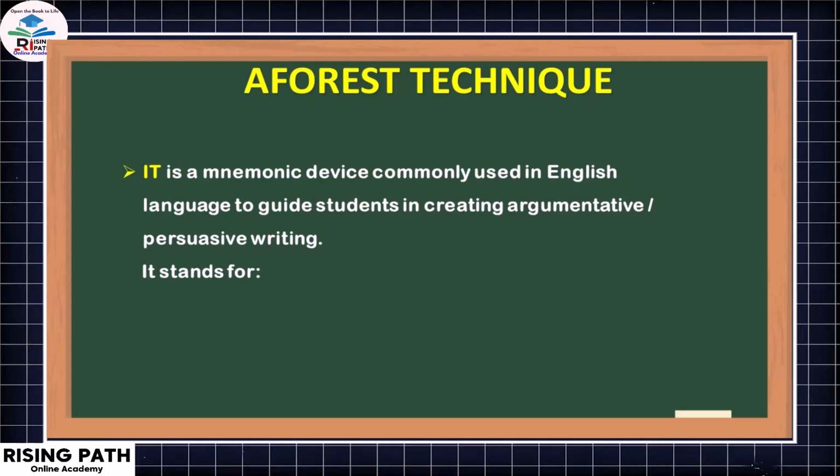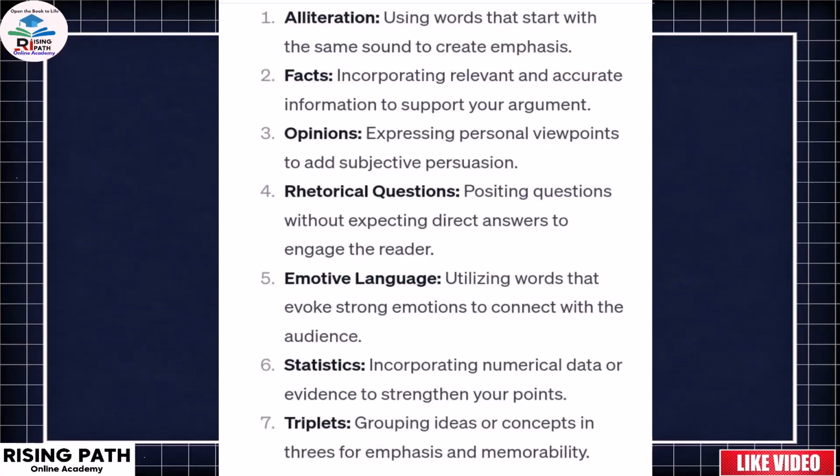It stands for: number 1, alliteration, using words that start with the same sound, consonant sounds, to create emphasis. Facts, incorporating relevant and accurate information to support your argument. Then on number 3 we have opinions, expressing personal viewpoints to add subjective persuasion. On number 4 we have the most popular aspect, and that is rhetorical questions. Positing questions without expecting direct answers to engage the reader.